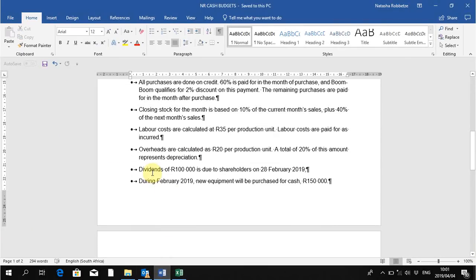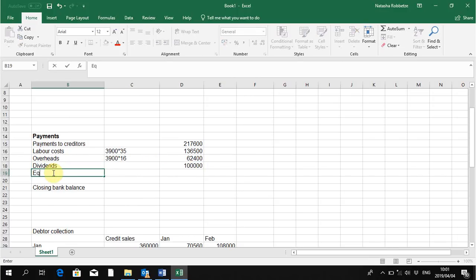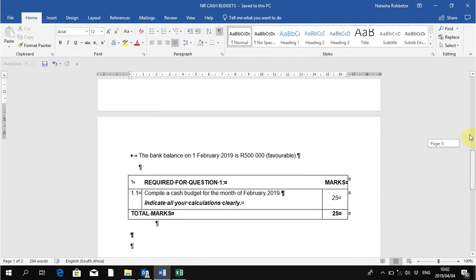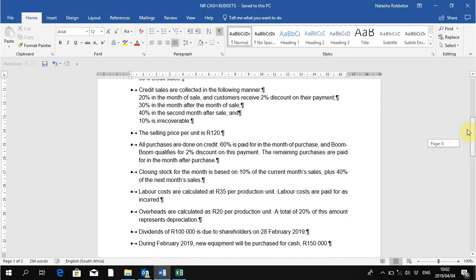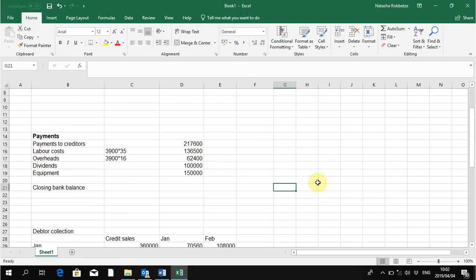Then they say the dividends of 100,000 Rand is due. I'm going to fill that in. Payments, dividends, 100,000 given. And then we also buy equipment, and that was 150,000, I believe. Right, that seems like we have now addressed all the line items in the question, so now we can go and get to our totals.